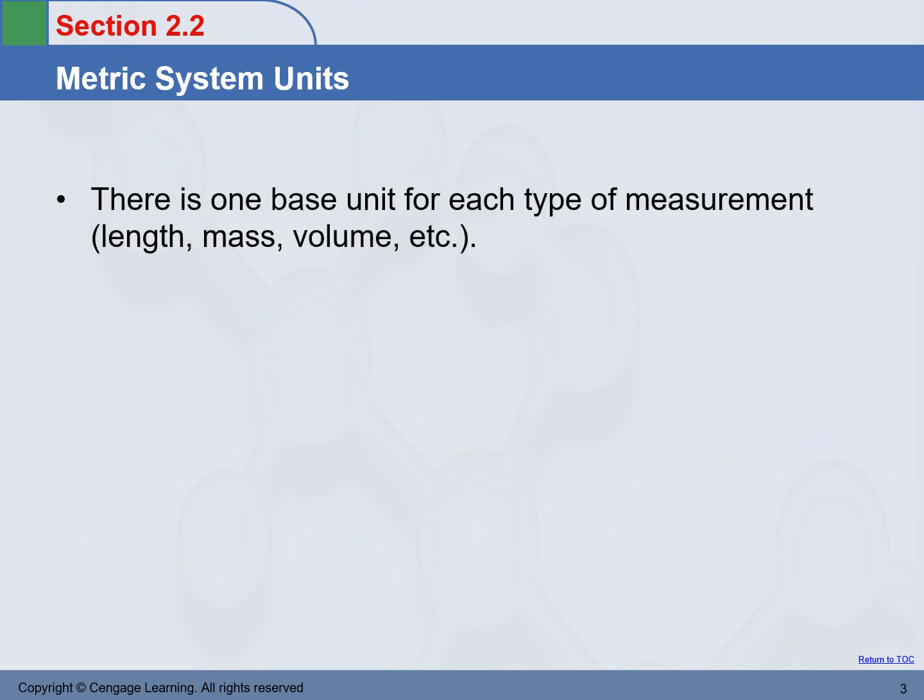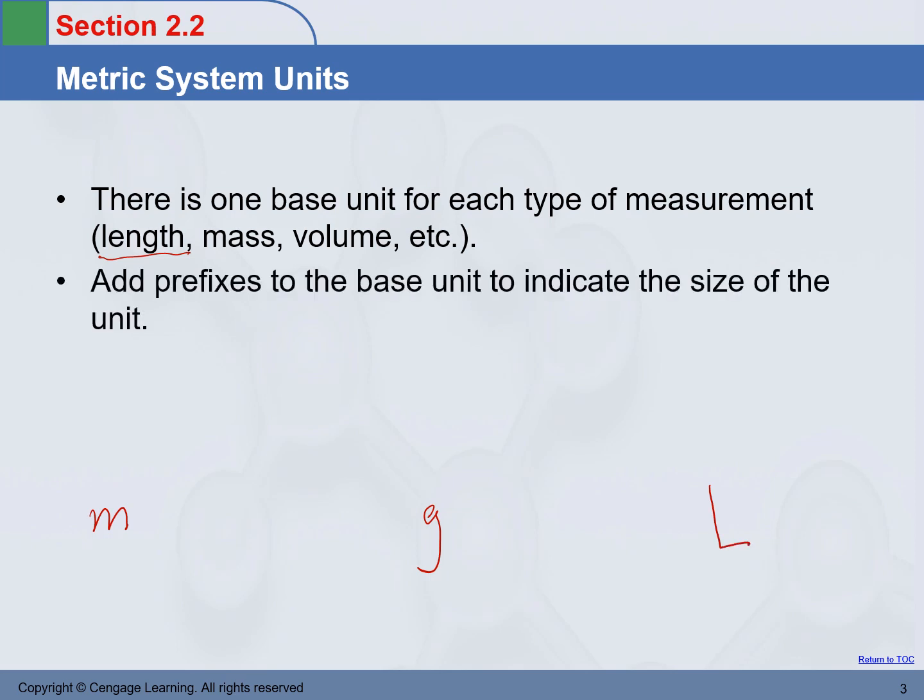In the metric system, there's one base unit for each type of measurement. We're going to use length, mass, and volume as examples. So the basic unit for length measurement is meter. The basic unit for mass measurement is grams, and volume is liter. Then to that base unit, you will add prefixes to indicate the size of the unit, to make it bigger or smaller.